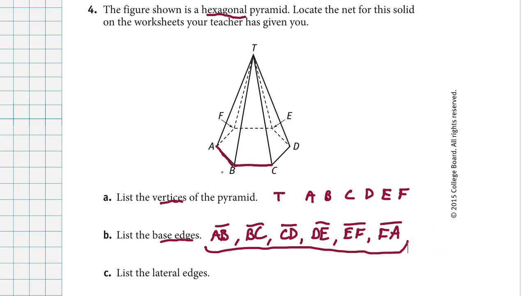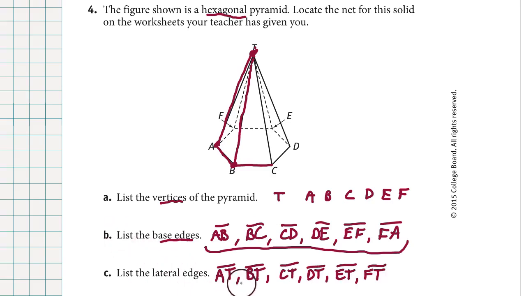The lateral edges of a pyramid are the segments that go from the base up to the vertex of the pyramid. One of them goes from point A along this edge all the way up to point T. That is segment AT. Another lateral edge of the pyramid goes from point B up this line to point T. That is segment BT. I'm going to pause the video for you to list the rest of the lateral edges.